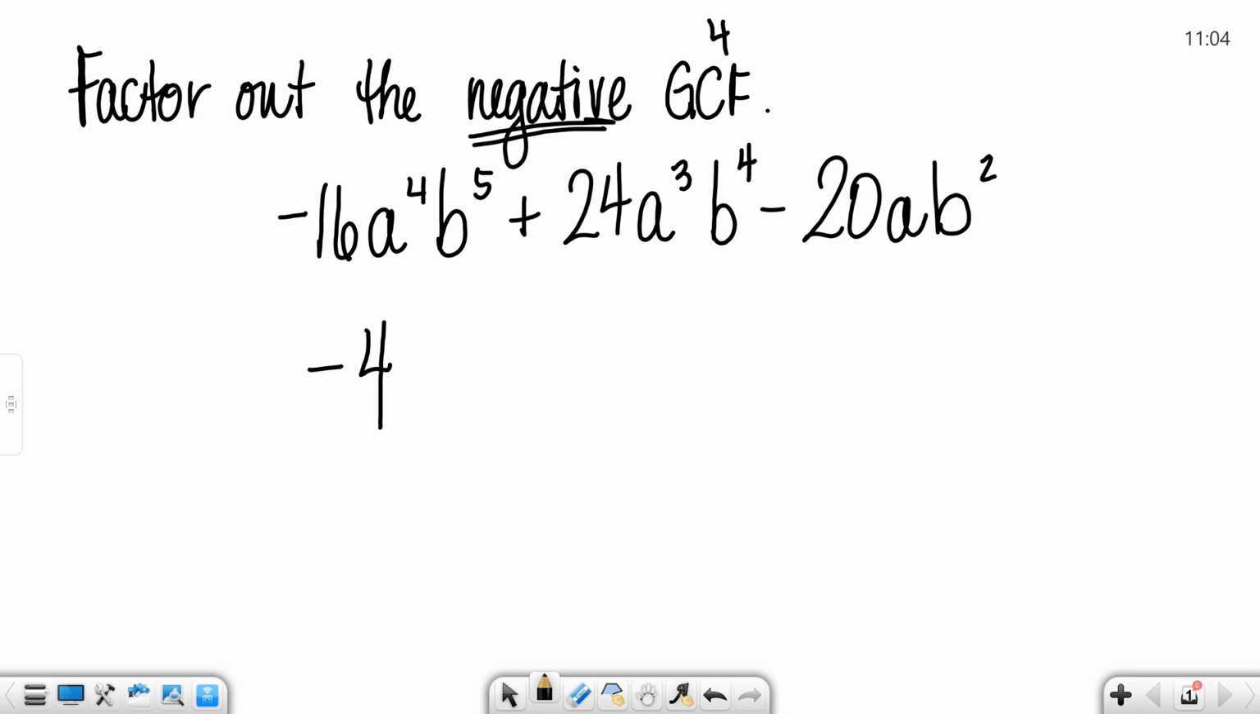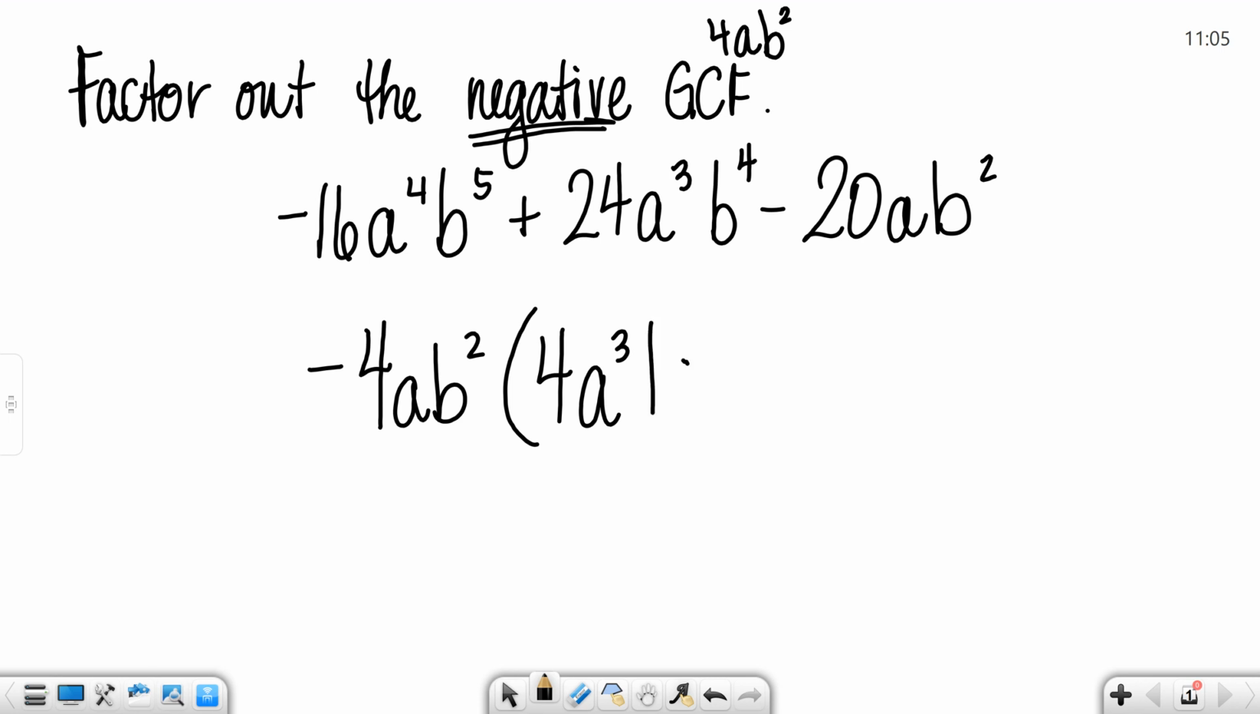Okay, now we have to pay attention to our variables. We have an a to the 4th, an a cubed, and an a. So I can only take what they have in common, which is an a. B to the 5th, b to the 4th, and b squared. They all have a b squared. Okay, so that would be my greatest common factor, negative 4ab squared. When you factor it out, you do that by dividing. So negative 16 divided by negative 4 is positive 4. A to the 4th divided by a is a cubed. B to the 5th divided by b squared. Remember, we subtract our exponents.